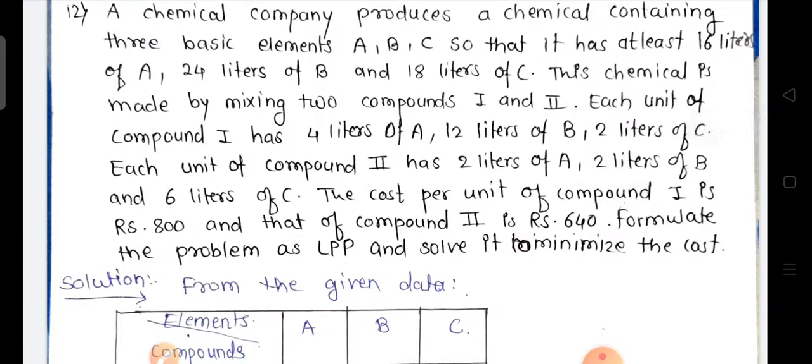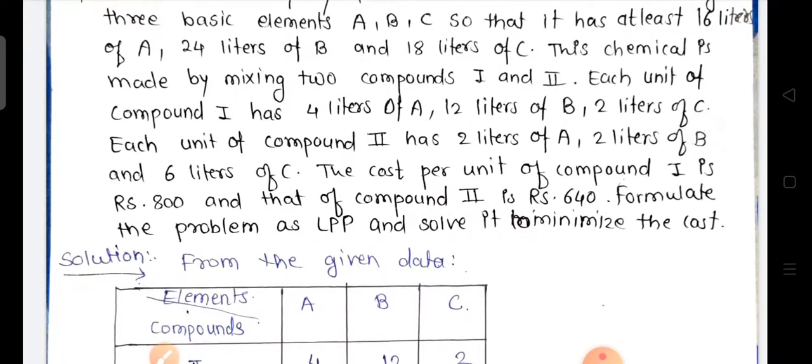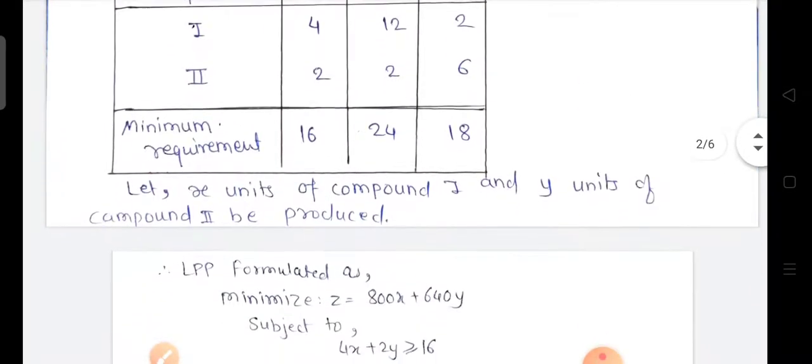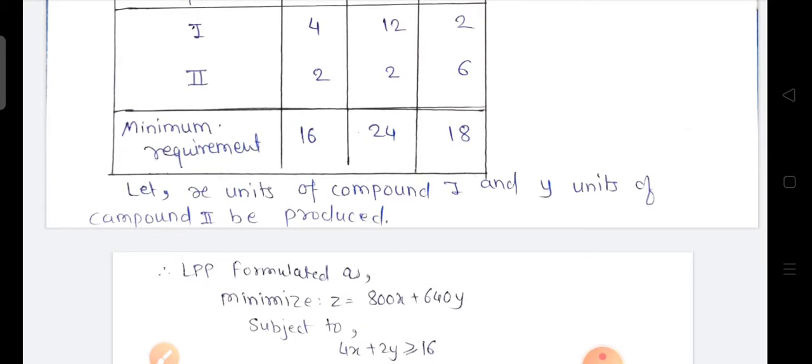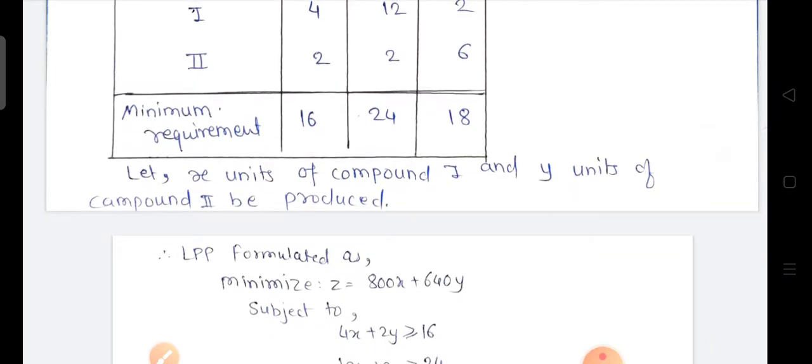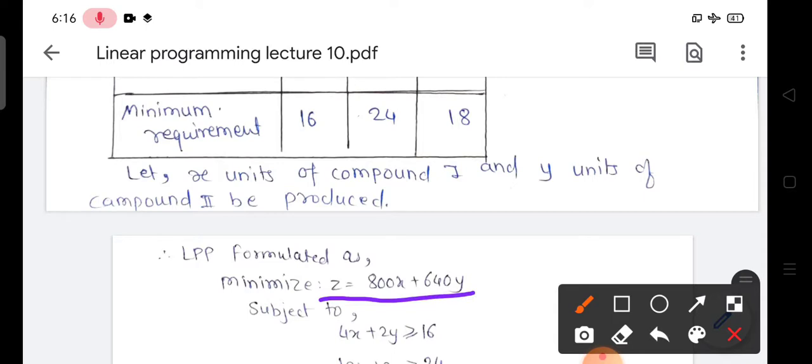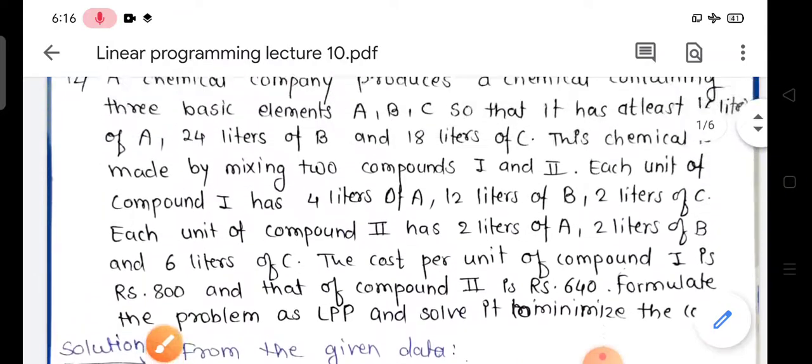The cost per unit of compound 1 is rupees 800 and that of compound 2 is rupees 640. So the cost per unit of compound 1 is 800. Suppose we consider x units for compound 1. Then for x units, how much will be the total? 800x. And for the second compound, we'll consider y units. Then the total is 640y. So our objective function is 800x plus 640y. Done. Now what is next given?